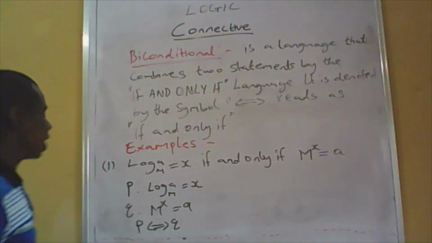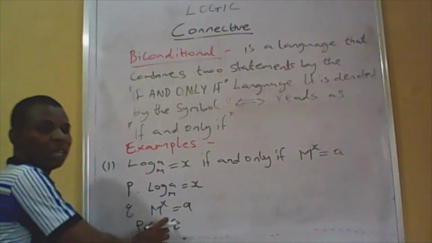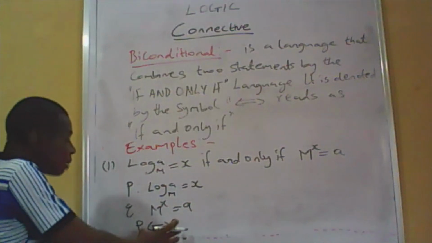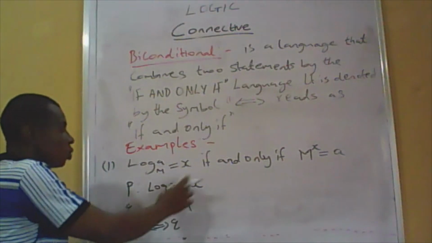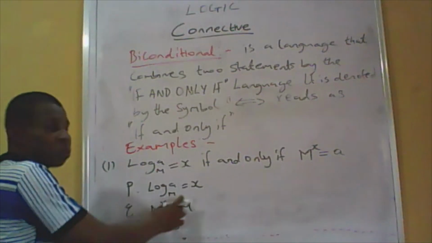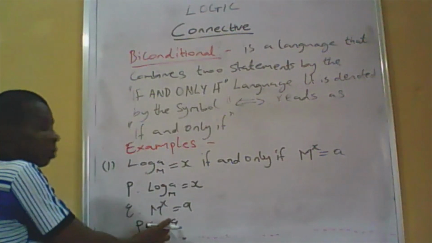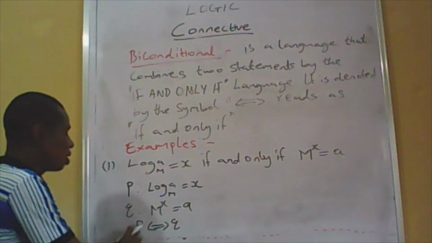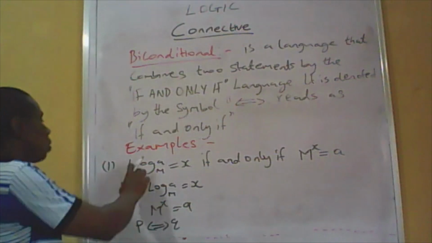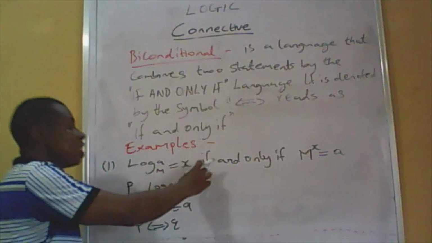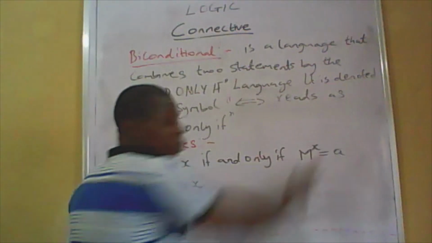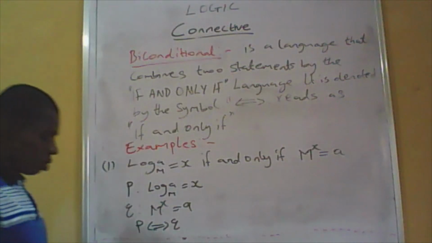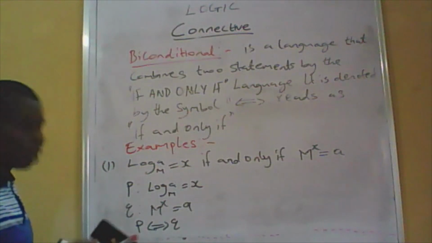Q. Now we see that we have used the symbol if and only if, which is a connective, to combine these two statements, log A base m is equal to s and m power s is equal to a. We have used the connective if and only if to combine the two statements together as a single statement. Read as P if and only if Q, that is log A base m is equal to s if and only if m power s is equal to a. That is an example of a biconditional connective. Then let us also give another example.